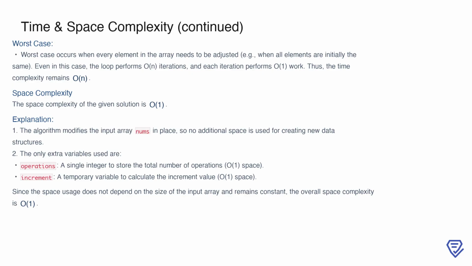Now, looking at space complexity, the solution operates in O(1) space. This is because it modifies the input array directly instead of using additional data structures. The only extra space used is for two variables, one to store the total count of operations and another as a temporary variable for increment calculations. Since these do not scale with the size of the input array, the space complexity remains constant at O(1).